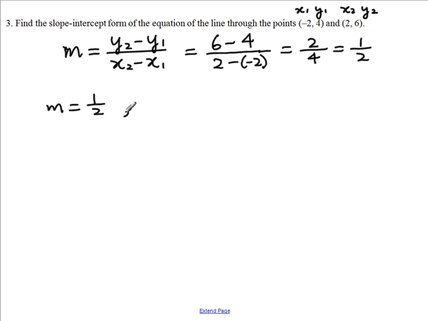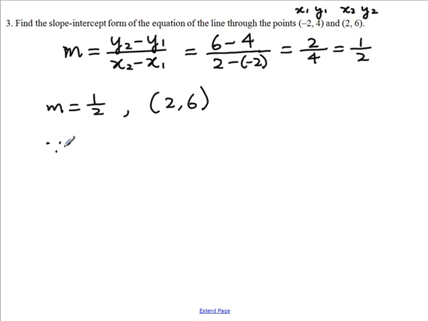And we need to pick a point. Which point do we like to pick? The first one or the second one? It doesn't matter. Sometimes one is better than the other. So we should think ahead a little and see which one would be better to use. I picked the second one this time.